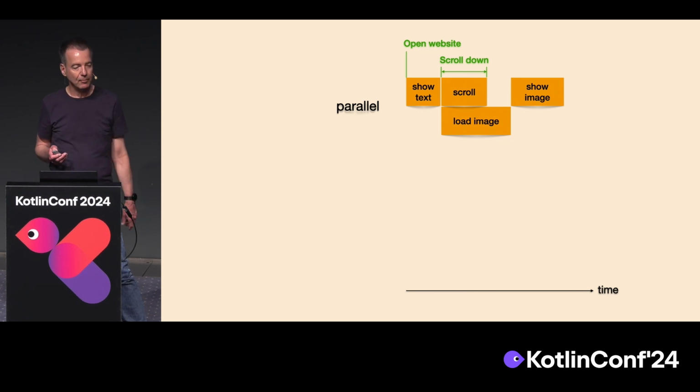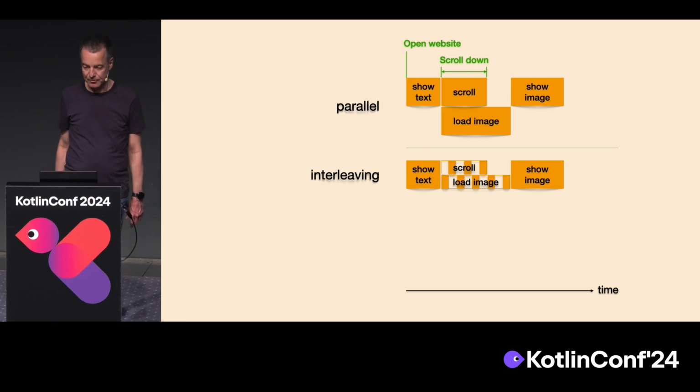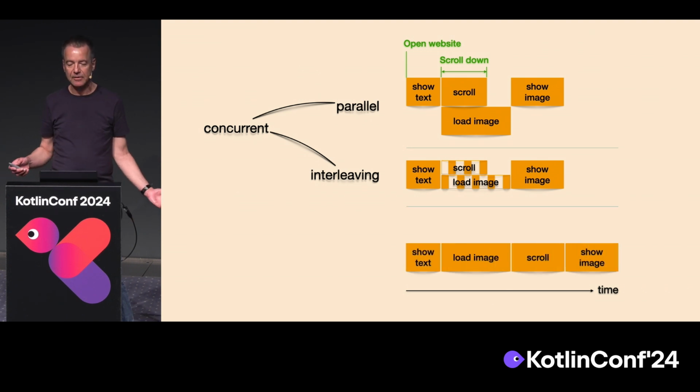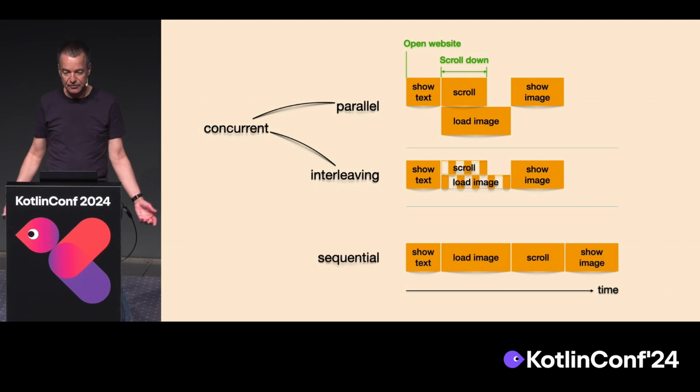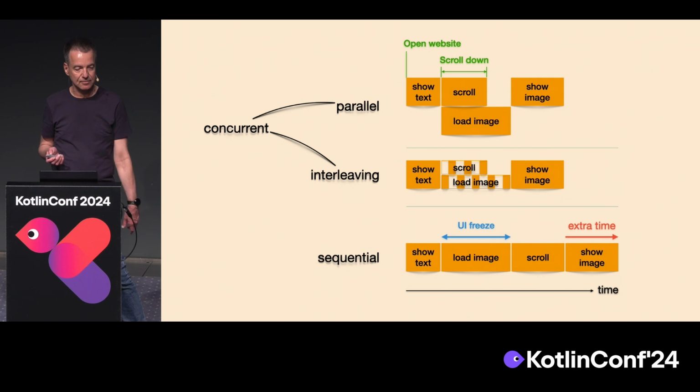But actually, what might happen is just interleaving. It's executing everything on a single thread. And the CPU doesn't need all the time for scrolling. It doesn't need all the time for loading the image. So these can get broken up into pieces and executed in an interleaving fashion. And both of these modes are concurrent, as opposed to sequential. Sequential would mean showing the text first, then loading the image. And at that time, if we wanted to scroll at the same time, the UI would freeze.